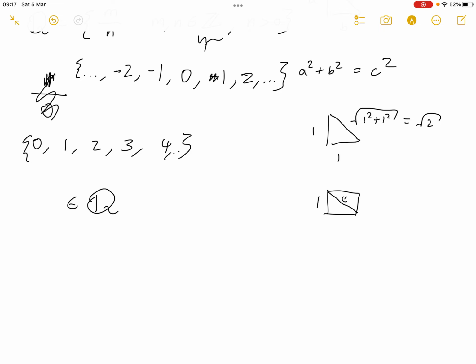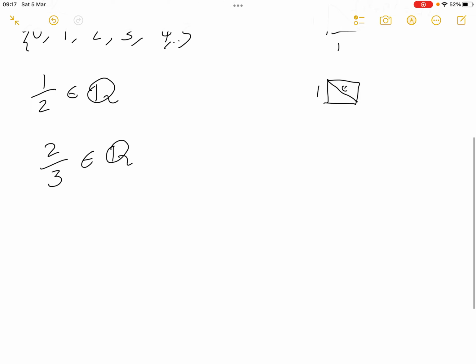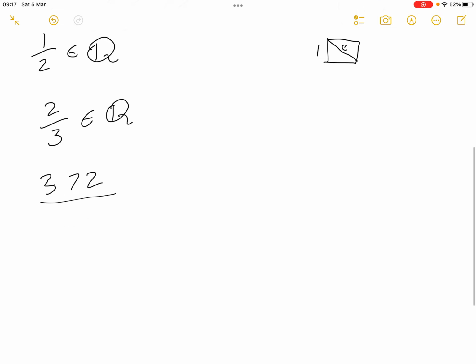So let's have a look at what sort of numbers are in the rational numbers. So a half is in the rational numbers. 2/3 is in the rational numbers. In fact, if you put any two whole numbers, like 372, and so on. In fact, it doesn't have to be a whole number, as long as you can make them into whole numbers, maybe by multiplying by 10 or something. For example, 3.7 over 4.2 would be a rational number, because you can multiply both top and bottom by 10 to get whole numbers.